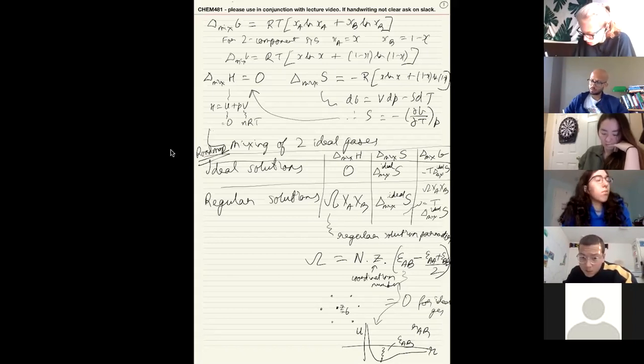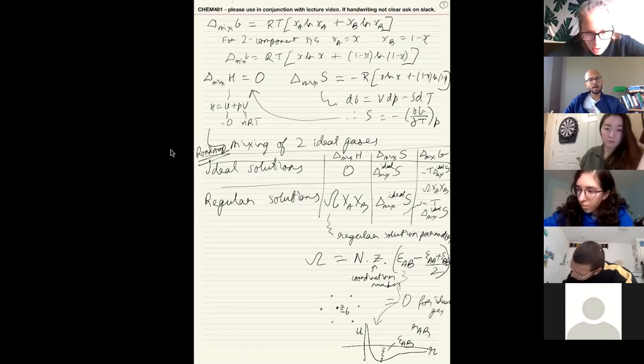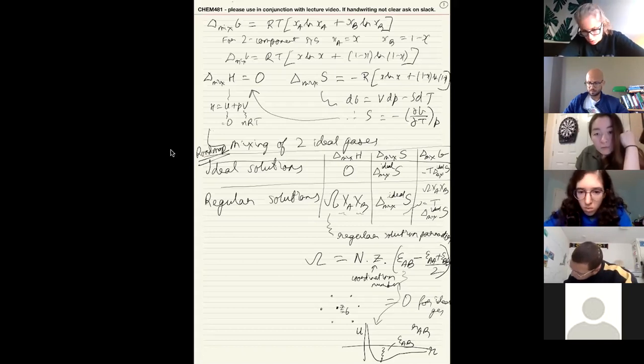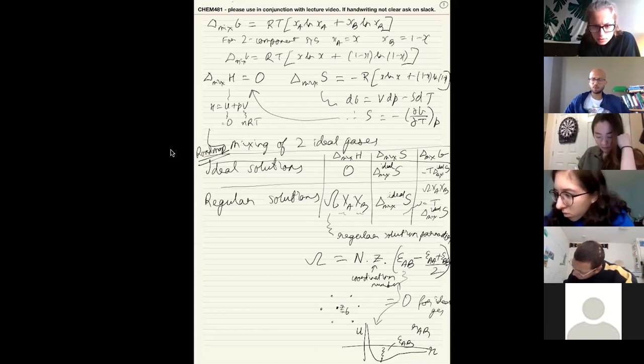Of course, things don't stop here. Real solutions become even more complicated. Instead of thinking of the entropy as coming from ideal gases, you think of entropy to be more general. And instead of just assuming this regular solution model for the enthalpy, which is better than the ideal solution, this term I wrote over here, we will do more complicated things. But for now, let's just talk about ideal solutions.